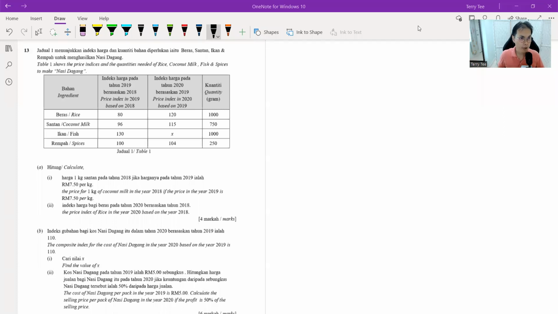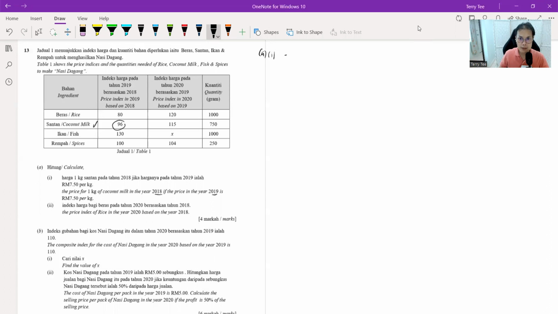Question number 13. So here we have a table that shows the price indices and the quantities needed for rice, coconut milk, fish, and spices to make nasi dagang. So we are supposed to calculate the price for 1 kg of coconut milk in 2018, if the price in 2019 is 7 ringgit per kg. Okay, so 2018 to 19. So we have to use this 96. The index here is 96.